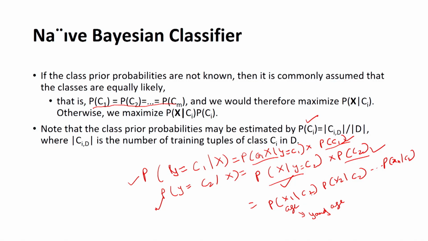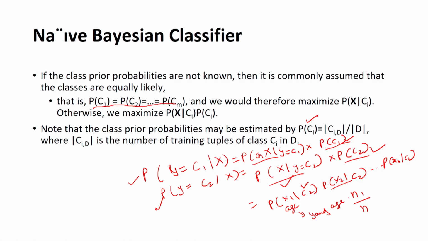So, what we will do, we will find out all those instances where class is C2. Out of all those instances, in how many is the value of x1 young age? Suppose the number of instances where the value of x1 is young age is n1, and the total number of instances where class is C2 is n. So, the probability of x1 given C2 is n1 by n.